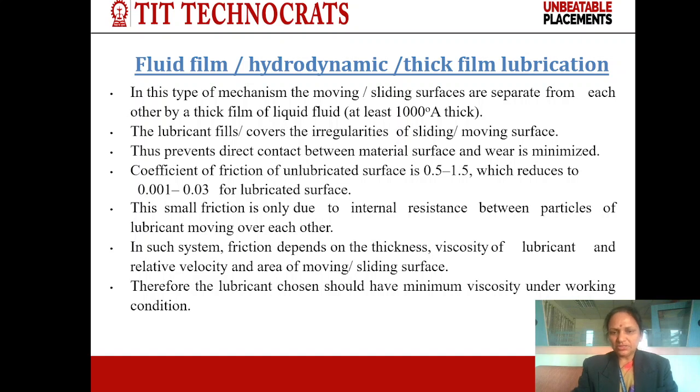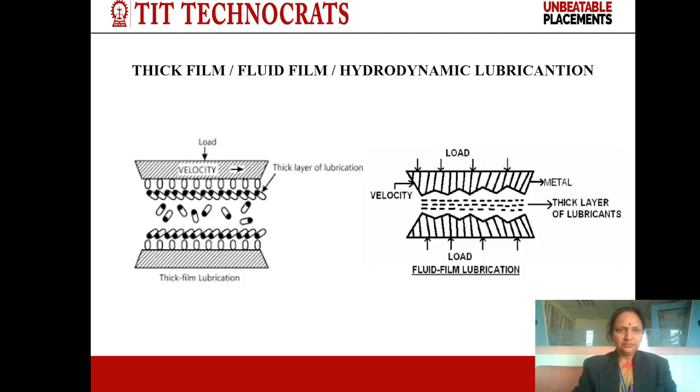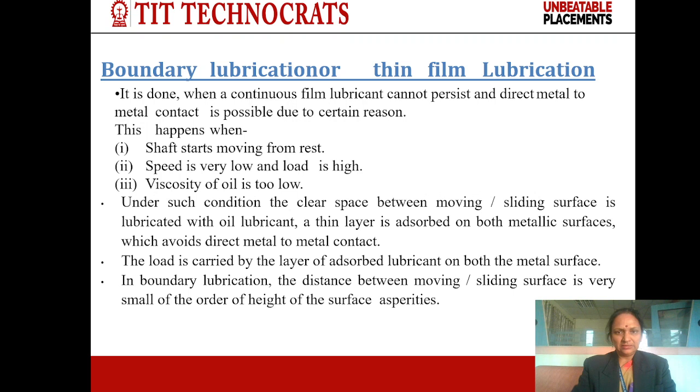Therefore, the lubricant chosen should have minimum viscosity under working condition. In this type of lubrication, we use liquid lubricants like vegetable oil, animal oil, and mineral oil, etc. This is the diagram of thick film lubrication. We can see that a thick film of lubricant is introduced between the two metal surfaces.